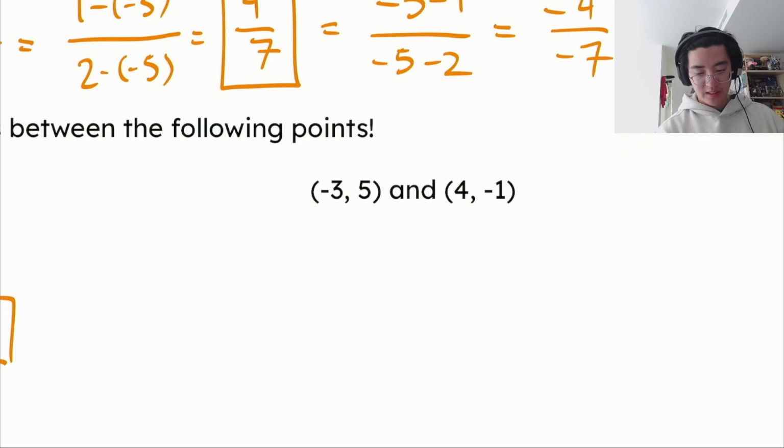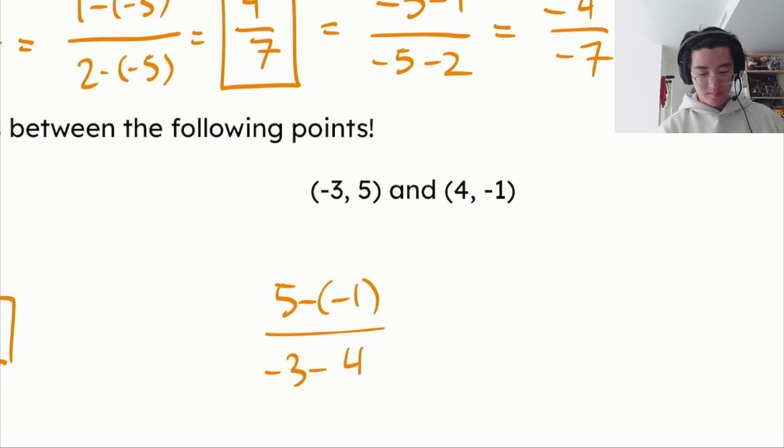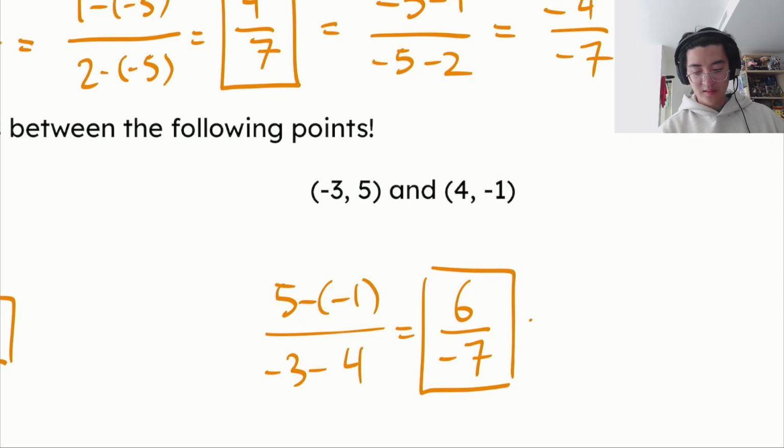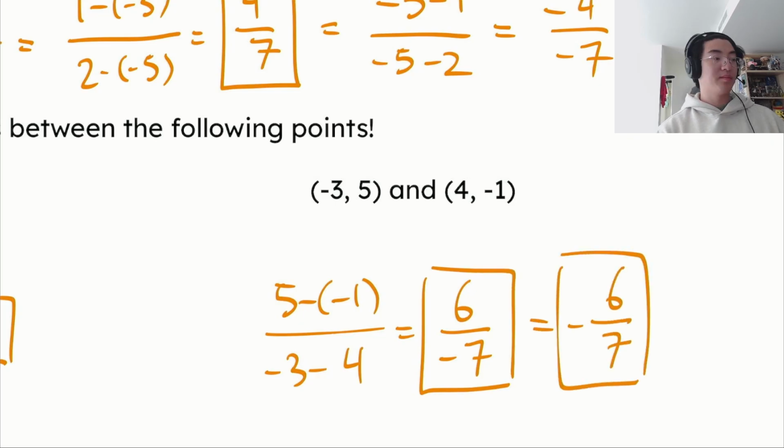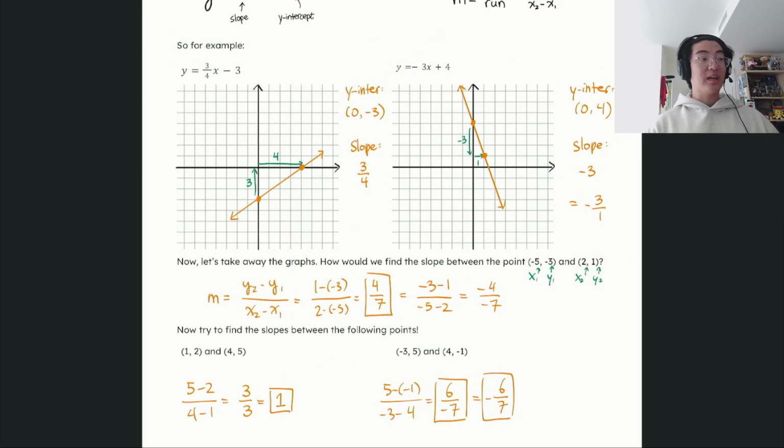Okay, let's do it the other way around this time. So instead of negative 1 minus 5, let's do 5 minus negative 1 over negative 3 minus 4. 6 over negative 7. You can write it as negative 6 over 7 as well. That's fine too. Yeah, that's our slope.